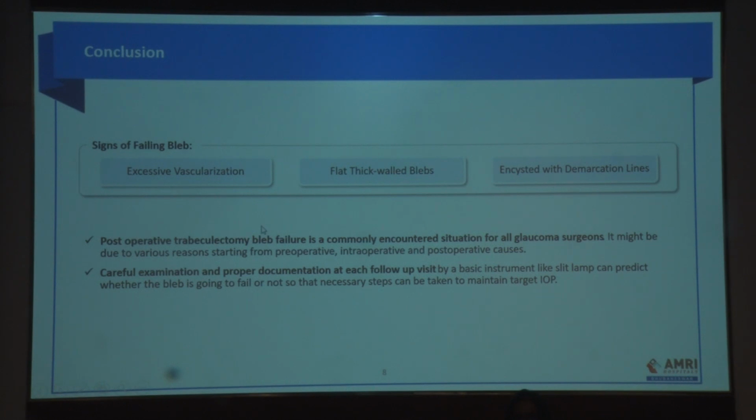And this problem is not very uncommon. Post-operative trabeculectomy Bleb failure is a commonly encountered situation for all glaucoma surgeons. It might be due to various reasons, from preoperative, intraoperative and post-operative causes. Careful examination and proper documentation at each follow-up visit by a basic slit lamp examination, if higher instruments are not available, can predict whether the Bleb is going to fail or not, so that early steps can be taken to maintain the target intraocular pressure and to preserve the visual function.